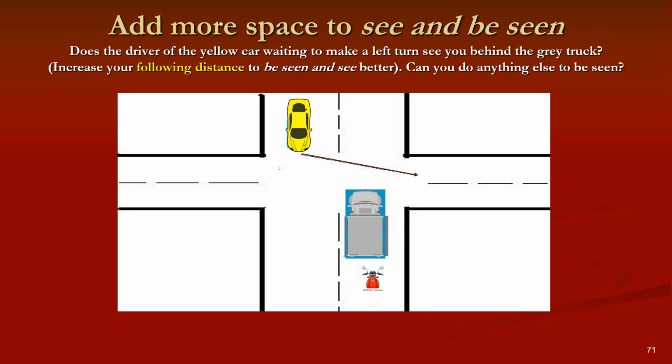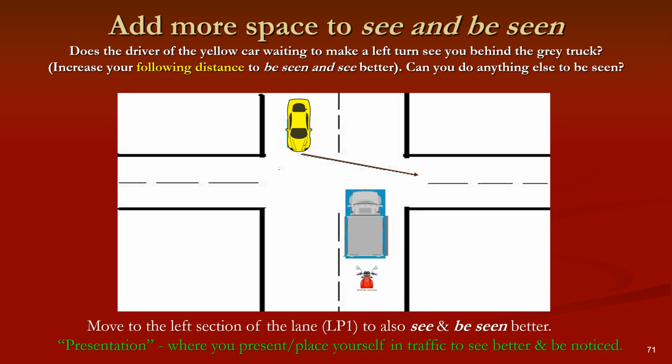A couple of things we can do is, again, you always want to be proactive. Maybe you want to move to that left section of the lane, LP1, so you get a better angle to see the car and the driver of the car can see you. The other thing is maybe you want to increase your following distance. If you back off a couple of seconds, that car driver will be able to see you once that truck passes, and vice versa, you'll be able to see the oncoming car, okay?